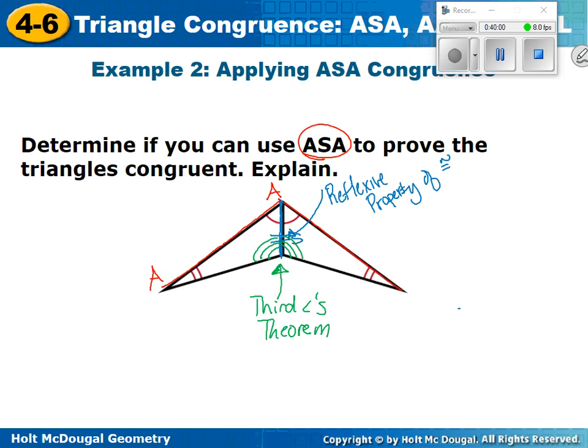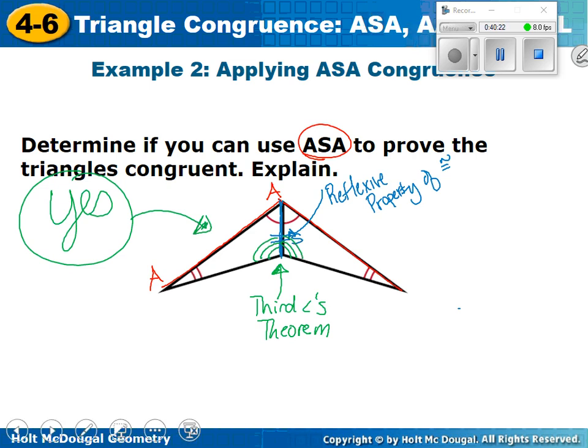So Bryson is correct. This would be the third angles theorem. This would be the reflexive property. So now do we have angle, side, angle? Yes. So this would be yes. And your explanation would be what you have drawn and marked on your picture. Okay, very good, Bryson. Thank you. All right.